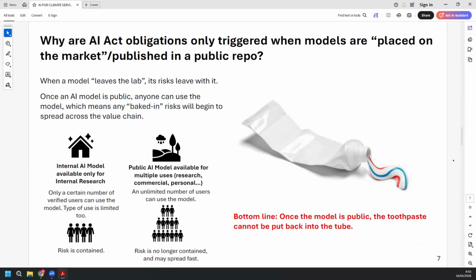And they do this cutoff point because as soon as the model leaves the lab where it's controlled, you have a number of users that are using it, the use is more or less limited, the risk is kind of contained. As soon as you put the model out there, multiple users can use it. Risk is no longer contained and may spread fast. So the bottom line is once the model is public, you cannot really put the toothpaste back into the tube. We saw this with ChatGPT. They made it public for the whole world to use with limited information, and now we're kind of starting to see some of the consequences of that as well as the advantages.